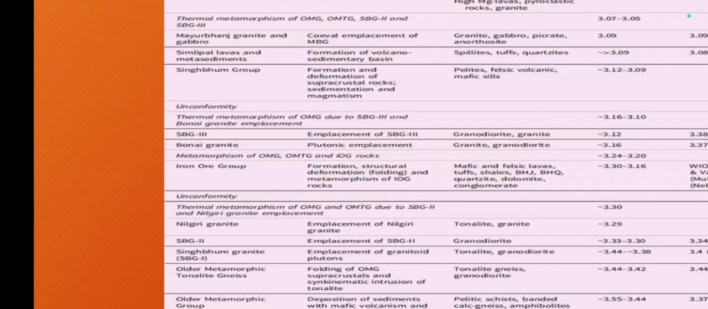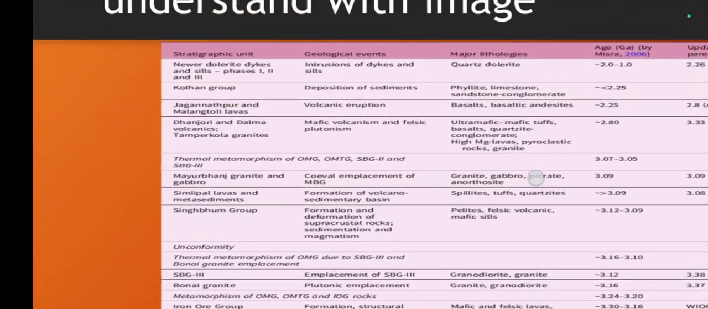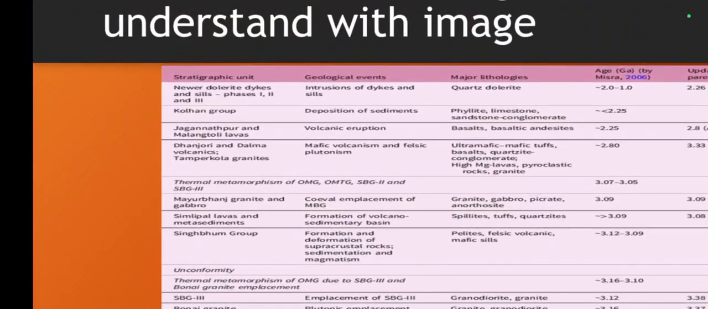that particular mantle plume converted it into Singhbhum granite of composition 1 and 2nd, and finally 3, and finally the Mayurbhunj granite and gabbro indicates the stabilization of the craton and finally the Kolhan group, and then neodolerite and dikes.